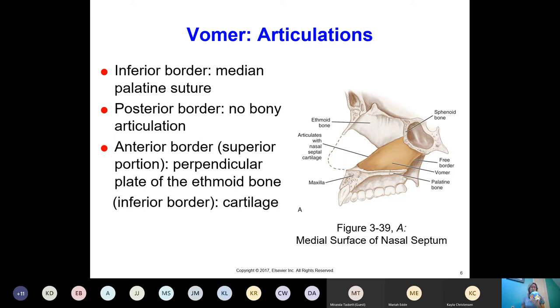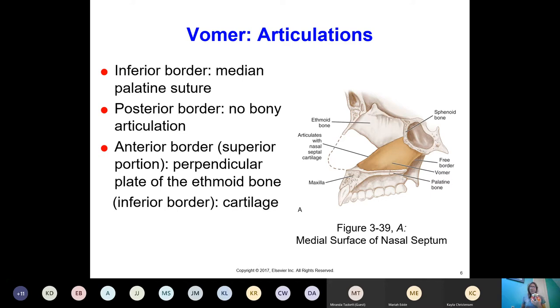You can kind of figure out where the bone is located. So the posterior border, or the back side of the vomer, has no bony articulation. So you can't really see it, but it has no bony articulation. It's just kind of back there. That means there's an airspace there. The inferior border, or the bottom, is the median palatine suture. So if you follow this narrow little bone straight down, it would come down to the median palatine suture right here.